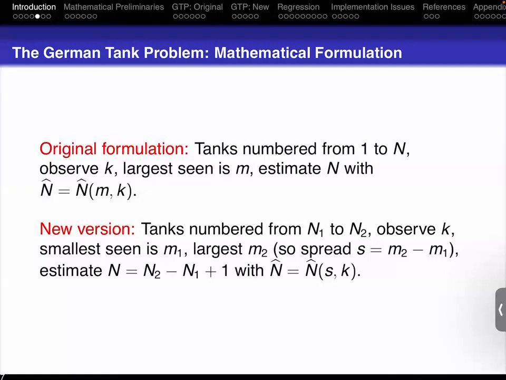I observed k tanks, so there's got to be at least k tanks, but m is the best lower bound. So I want a function for n. It's got to be at least m, so it's got to be m plus something else, right? So do we all agree? I'm looking for something of the form m plus something, and this something has to be increasing with m, maybe, and decreasing with k. Can anybody give me a guess for what might be a good functional form?